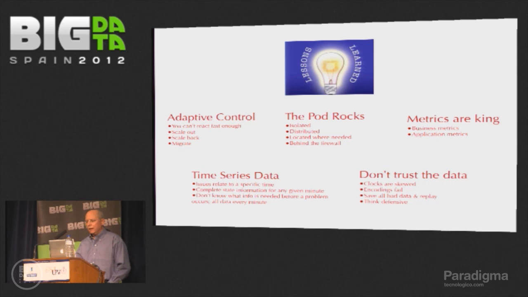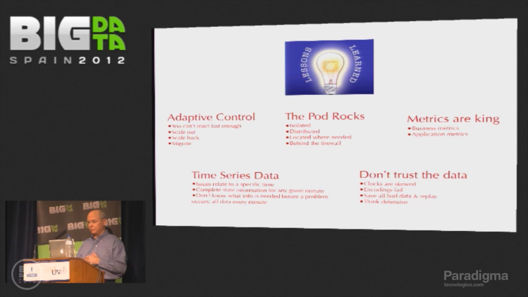Metrics. You have to have metrics with this stuff. You can't be guessing. You have to know in a lot of detail what things are doing. We found that we needed all the network topology stuff we talked about. We need process details. We need all that stuff, as well as business metrics about our application and so forth.